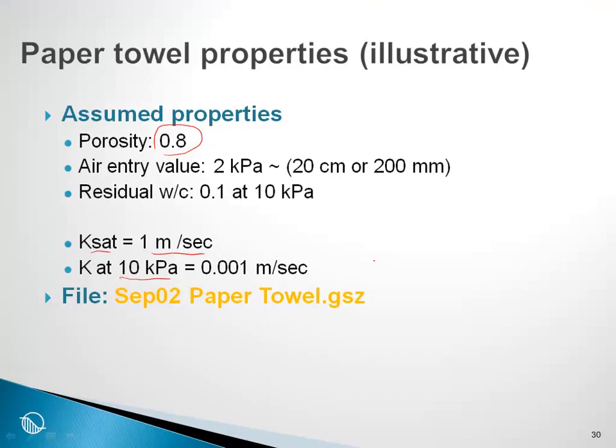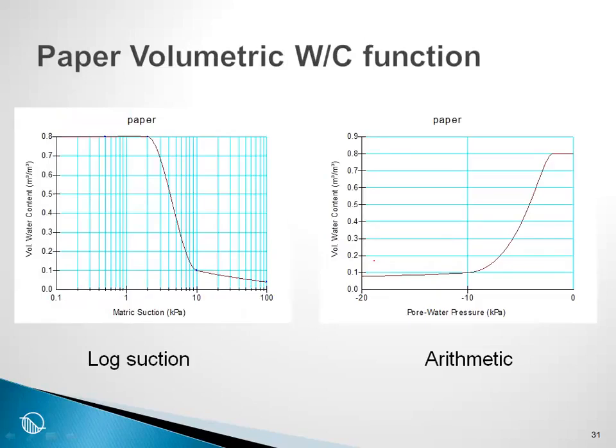So the purpose of this little experiment is to demonstrate the concept of a volumetric water content function, a hydraulic conductivity function, and the fact that we have such a thing as a capillary zone, and then once we get above the capillary zone, the water content diminishes, the hydraulic conductivity diminishes, and the exact thing that we see in a paper towel, we can simulate that with SEEP-W.